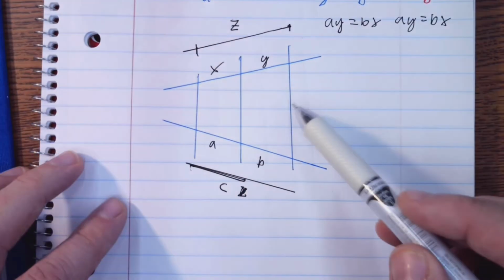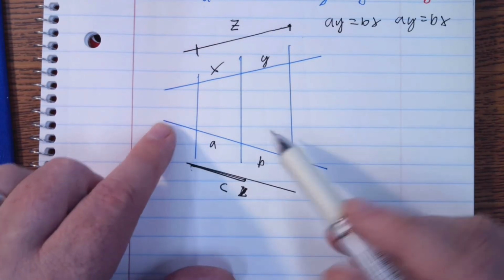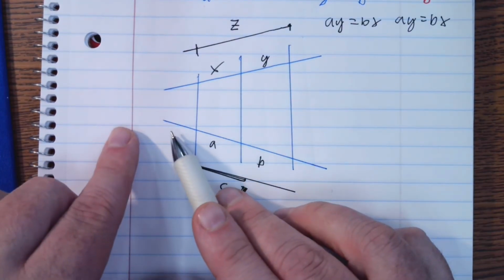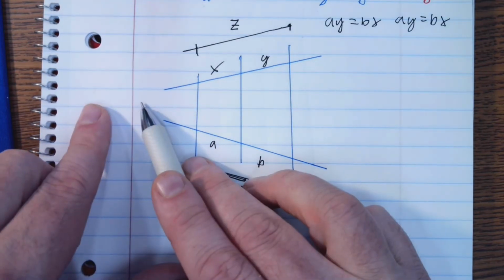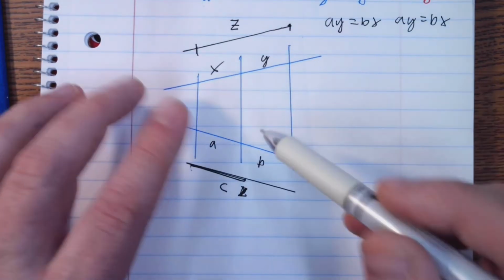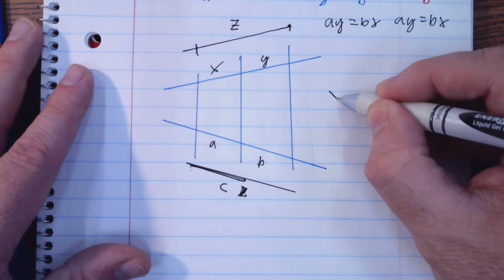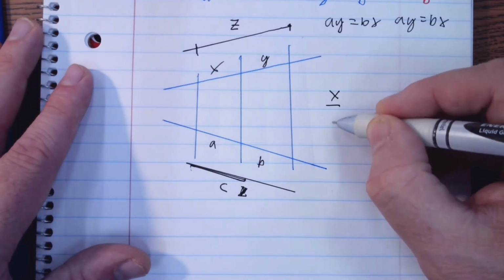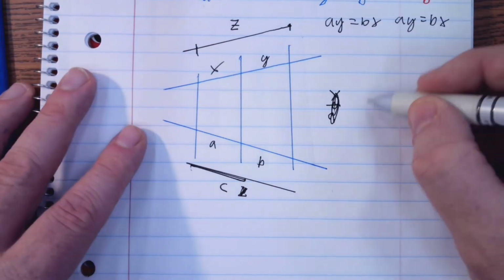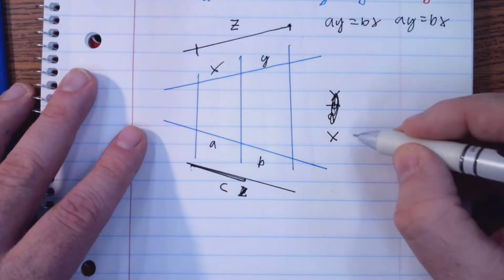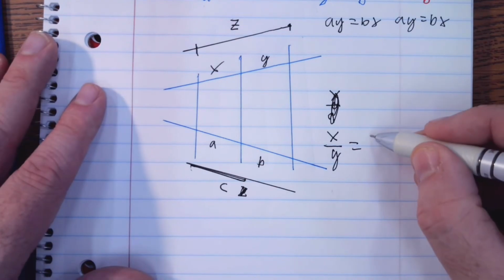So this is just like what we just did, except it doesn't quite make a triangle, does it? What would happen if these lines continued? It'd be a triangle, wouldn't it? And so this is what you want to see. This is what the next theorem states. It states that x over y equals a over b.